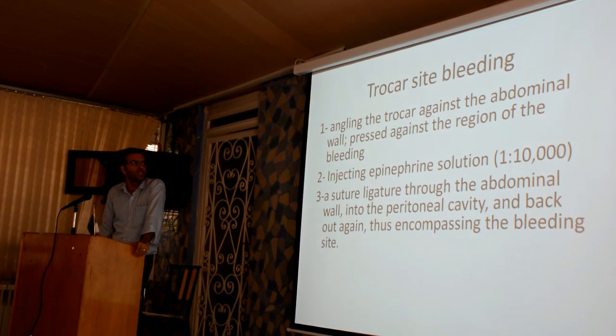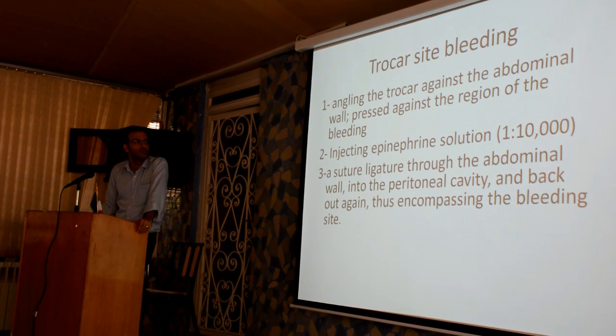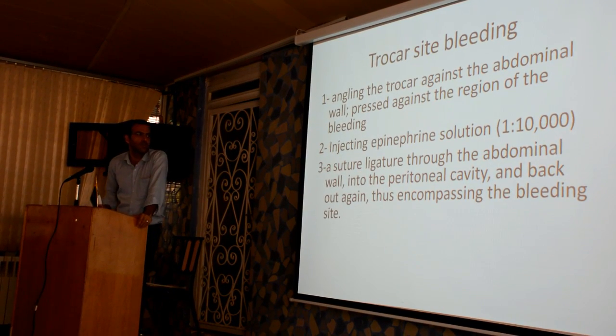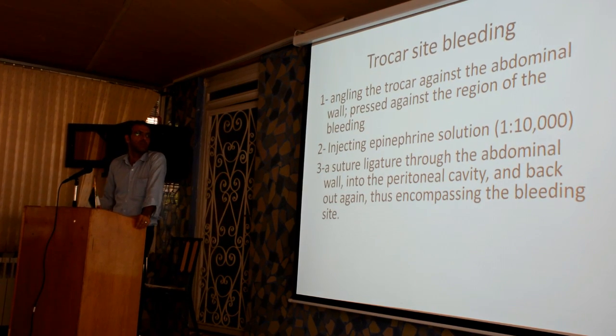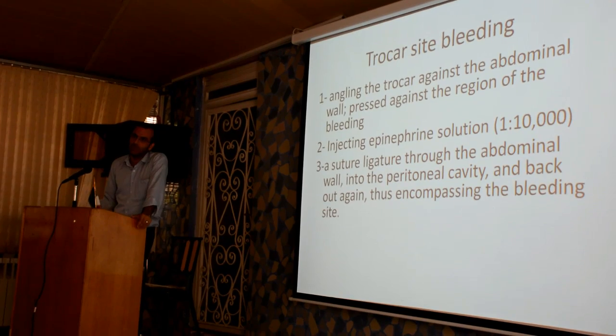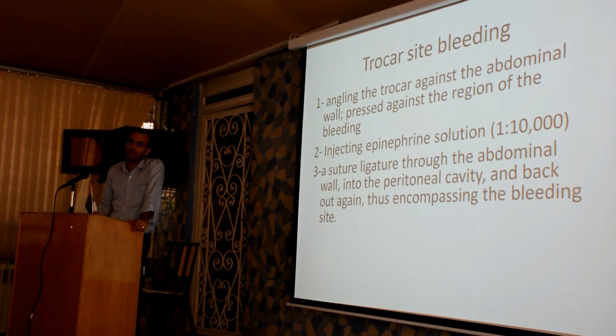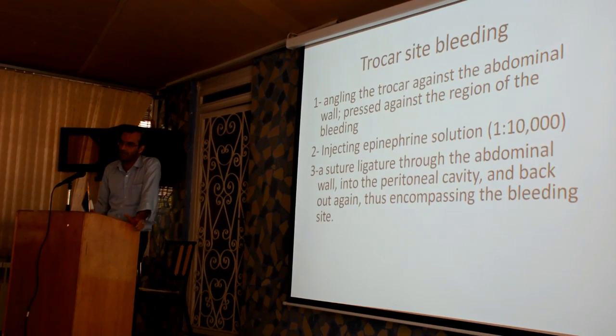If that does not stop it, inject epinephrine solution. If not stopped, place a suture ligature through the abdominal wall into the peritoneal cavity and back out again, and compress the bleeding site. After the end of the operation, check the port for bleeding.